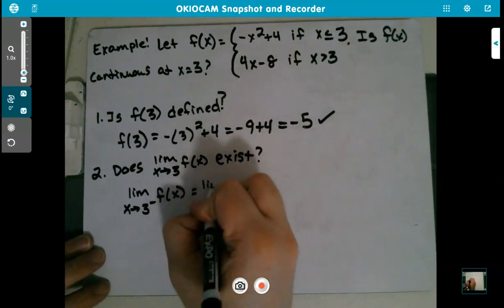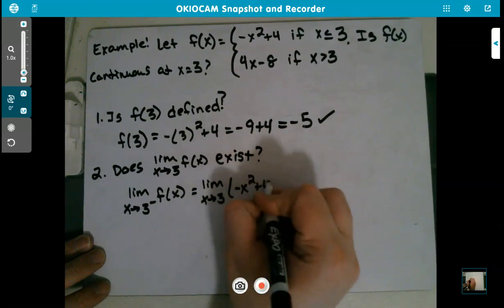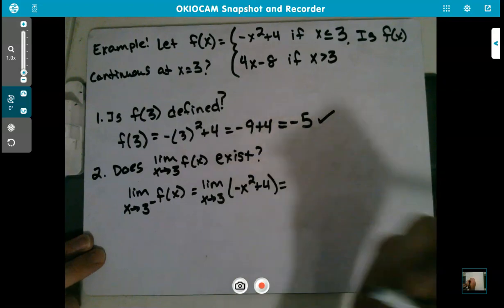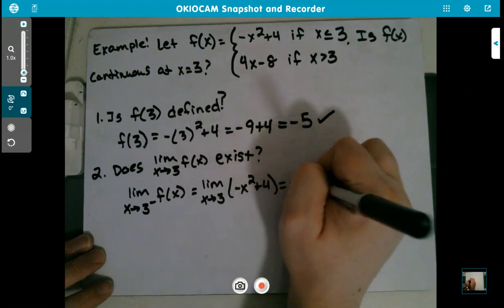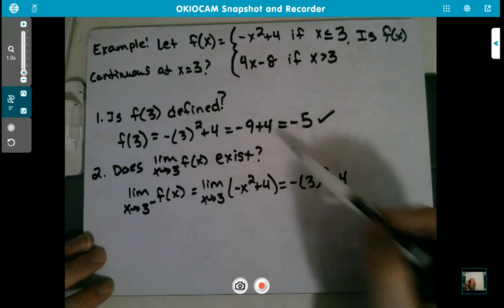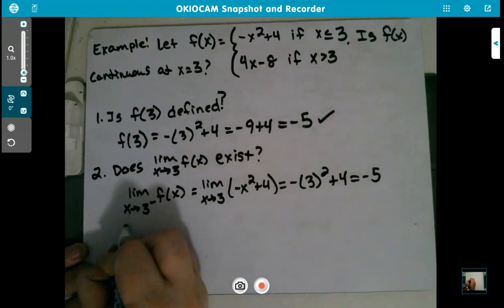So that's the same as saying the limit as x approaches 3 of negative x squared plus 4. That is a polynomial, and so we can just plug that in. So that's negative 3 squared plus 4, which as we saw on the first step is equal to negative 5. So now let's see what happens on the right side and see if those are the same.